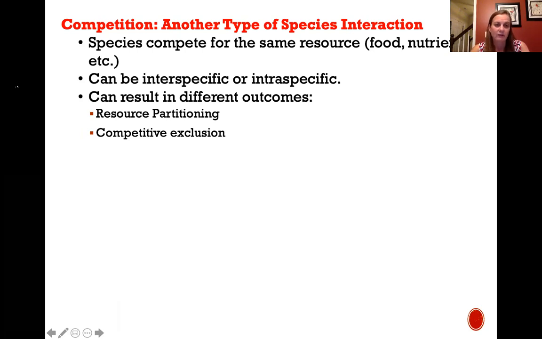Okay, so our last type is competition. In competition, you have species competing for the same resources, whether that's food, nutrients, light, air. You can have 2 different kinds of competition. There's interspecific, meaning between two different species, and there's intraspecific. So that's within a species where you have multiple organisms within that species competing for the same resources. There's a couple of different outcomes that can come from competition. We can talk about resource partitioning, and we can talk about competitive exclusion.